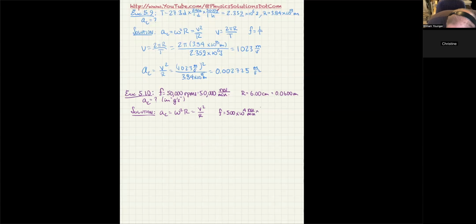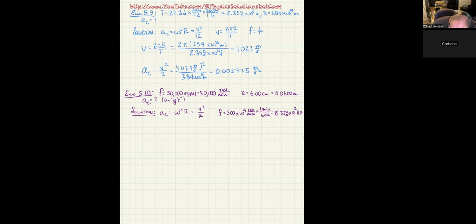So I'm going to say 1 minute is equal to 60 seconds, and then that will be equivalent to cycles per second, and that's also equivalent to hertz. So if I take 50,000 and divide it by 60, I get 8.33 times 10 to the 2, and that's hertz, capital H, lowercase z. So now we have the frequency in the appropriate measure.